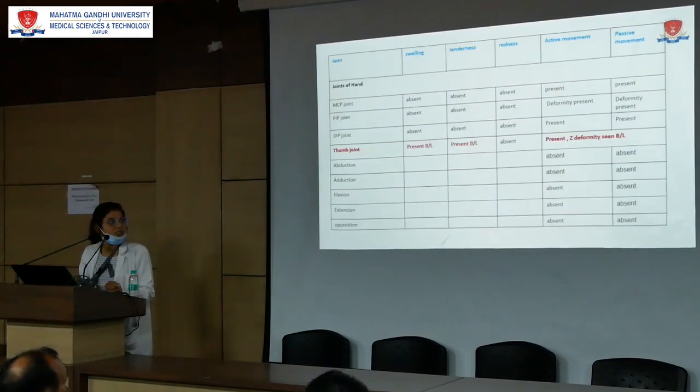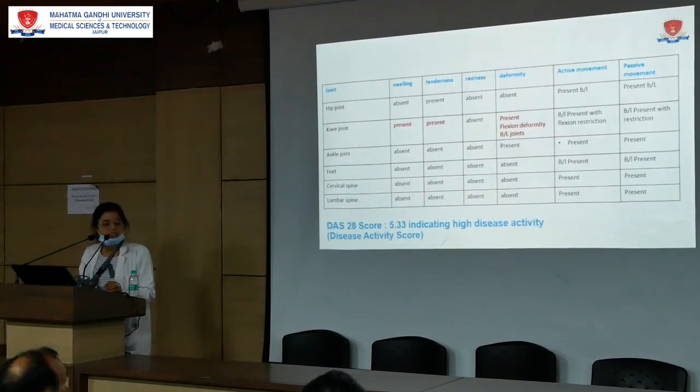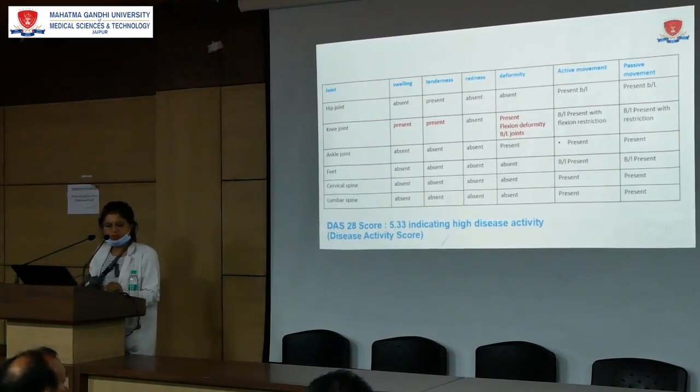After the examination, it was concluded that the thumb joint and the bilateral knee joints were involved, according to which we calculated the DAS 28 score, that is the disease activity score 28, which is calculated in 28 joints. A score above 5.1 indicates high disease activity and less than 2.6 indicates remission. It is calculated using 3 indices, that is the tender joint count, swollen joint count and ESR.